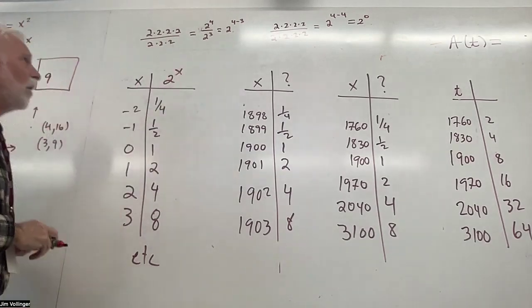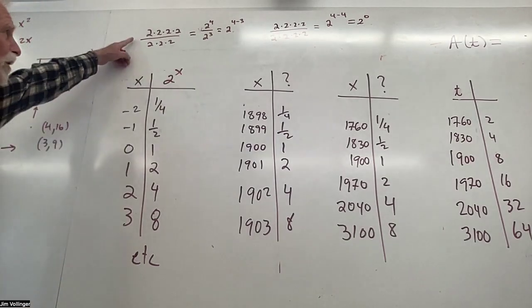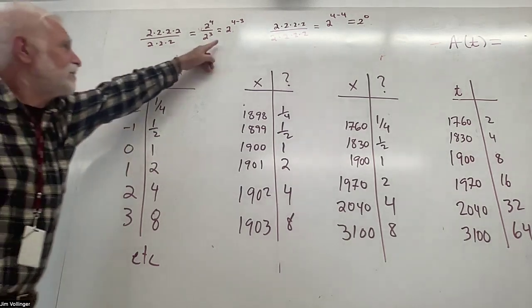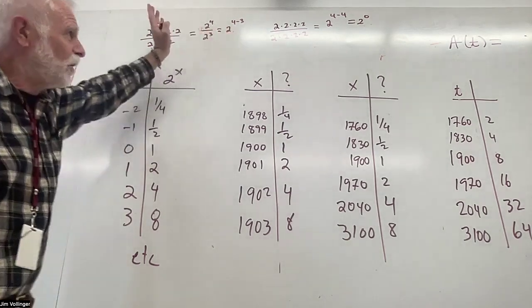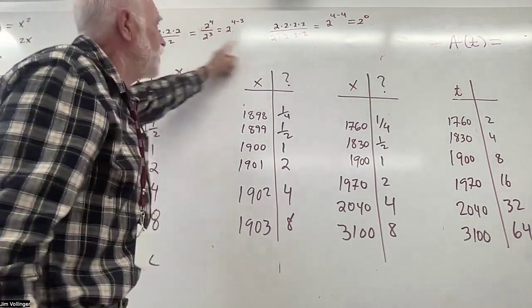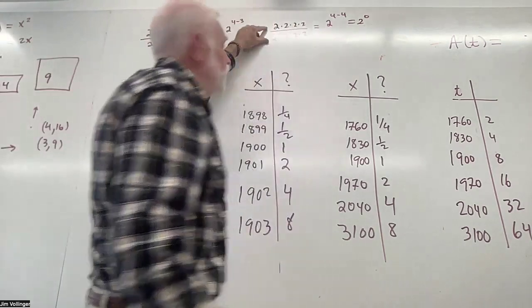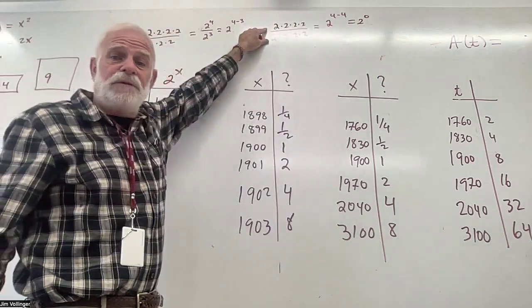And for folks who don't know why 2 to the 0 is 1, let's do some 2 work. 2 times 2 times 2 over 2 times 2 times 2 is 2, which is 2 to the 4 minus 3, your rules of exponents. If I add another 2 into the denominator, there is no difference. I get 2 to the 0, and if there's no difference, something divided by itself is 1.